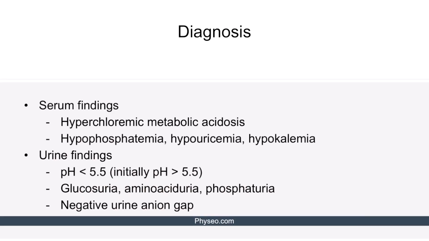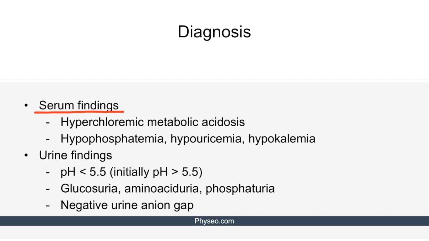All right, moving on to the diagnosis. Serum findings include hyperchloremic metabolic acidosis. Recall that RTAs result in a normal anion gap metabolic acidosis. Hypouricemia and hypophosphatemia are serum findings also seen in Fanconi syndrome. Hypokalemia that worsens with alkaline therapy is typical of proximal RTA and distinguishes it from distal RTA.